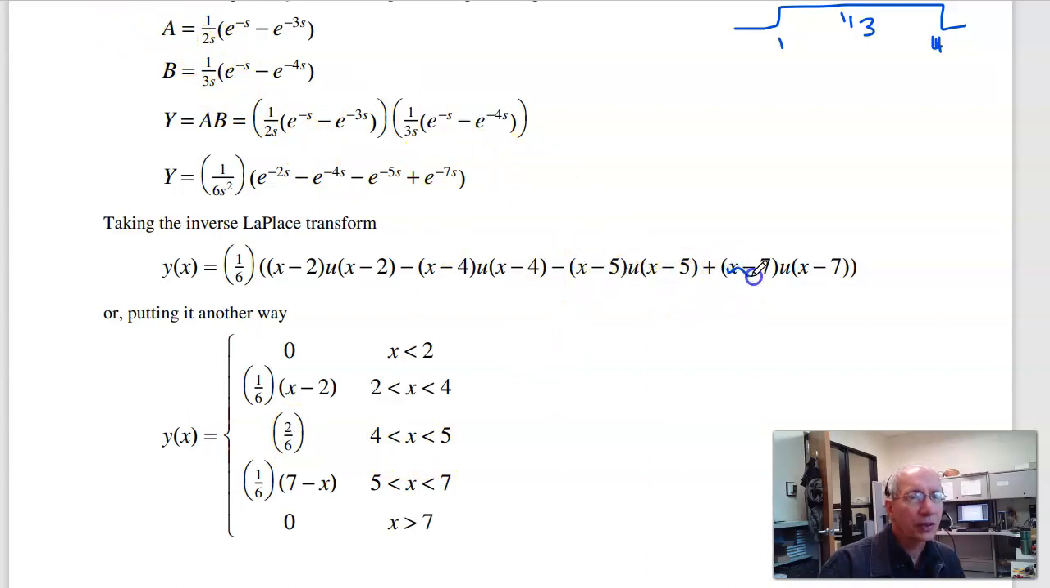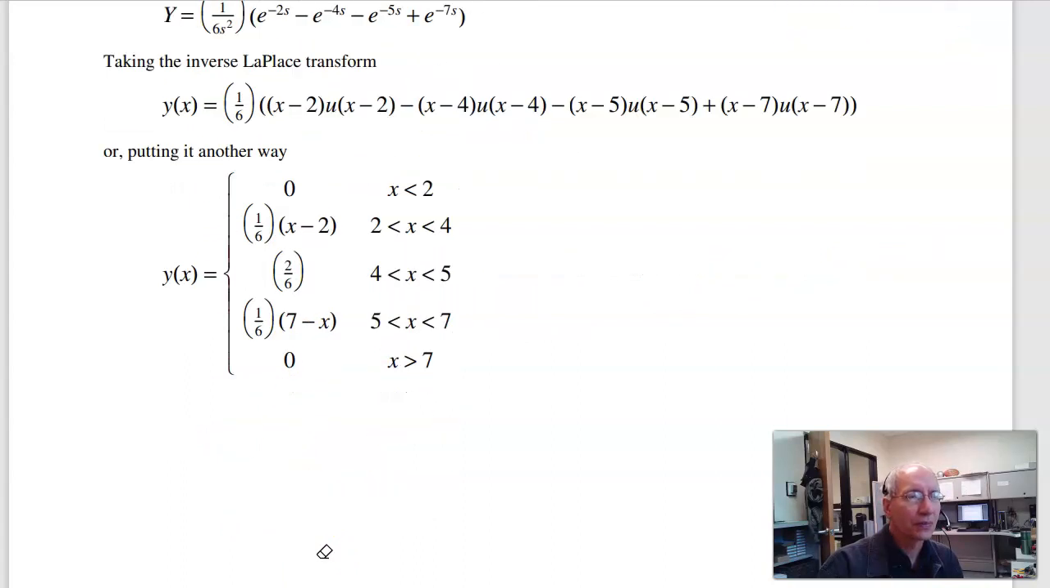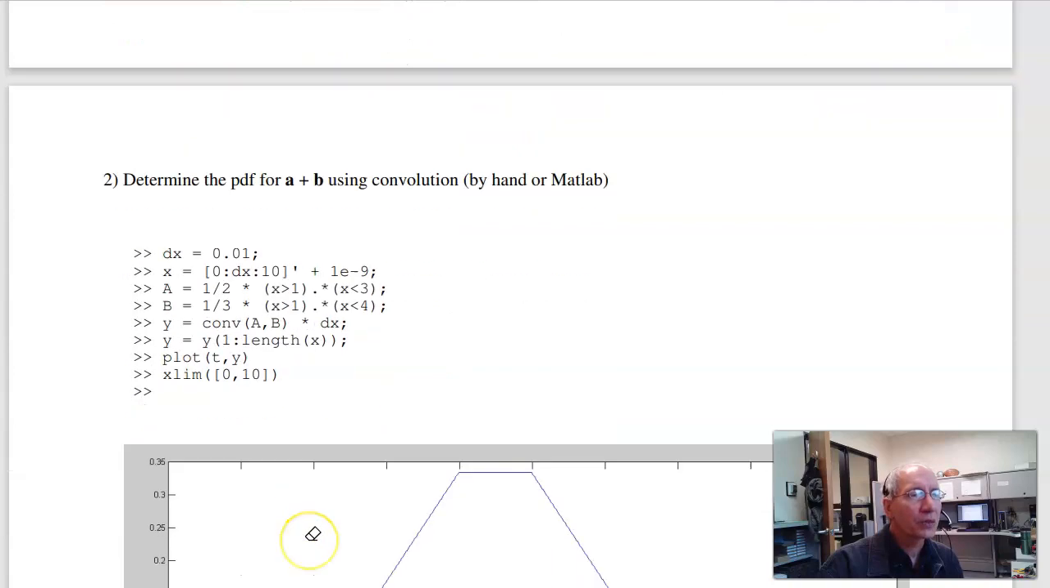Between 4 and 5, this term turns on. So adding up all the x's, adding up all the constants. And finally, between 5 and 7, this term turns on. Add up all the x's, add up all the constants. And beyond 7, everybody turns on, in which case I get 0. Everybody cancels. That's one way to do it.